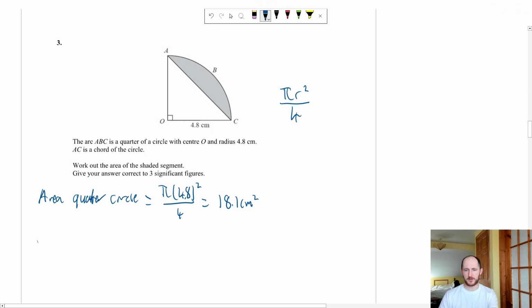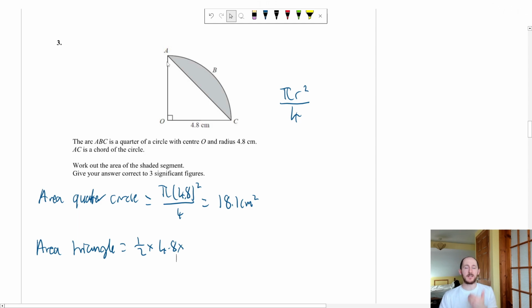And then we've got the area of the triangle. How do you work out the area of a triangle? It's half base times height. So the base is of course 4.8, but what's the height of this triangle? It's a good question. Well, if you remember, it's telling me that O is the center of a circle. So O to C is the radius, right? And that's what it tells me.